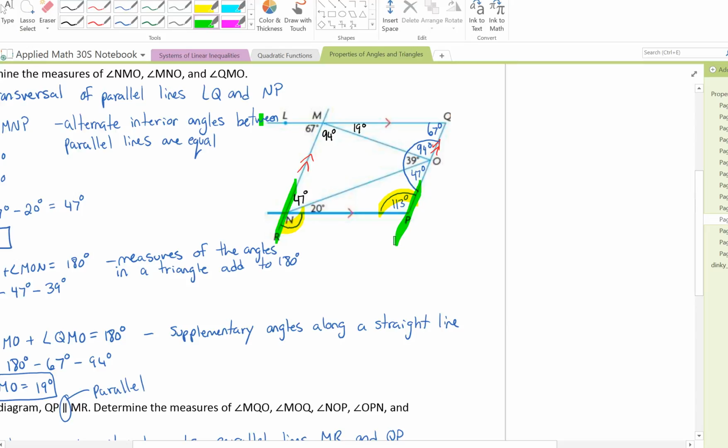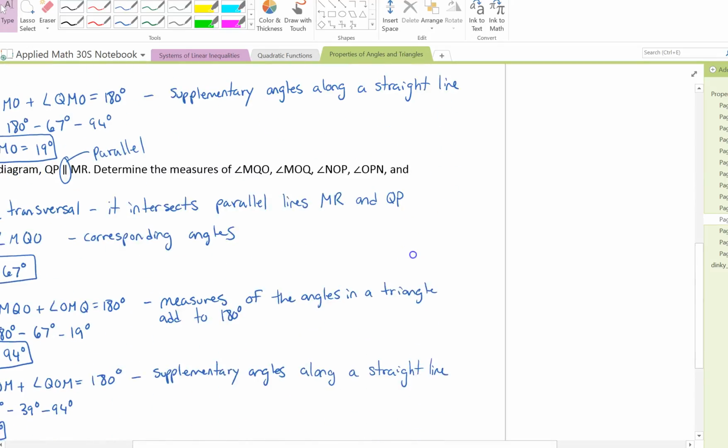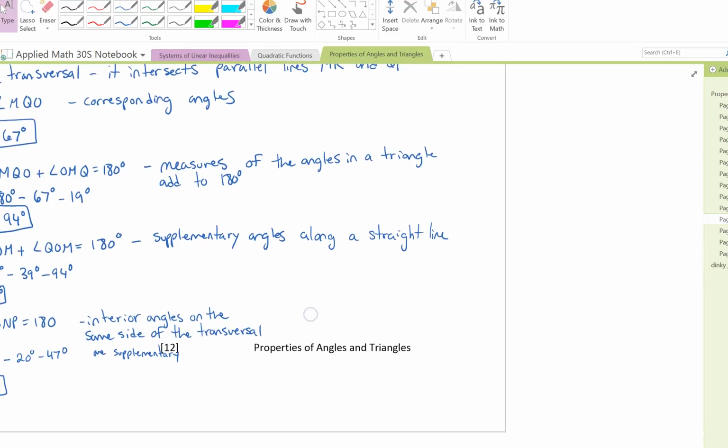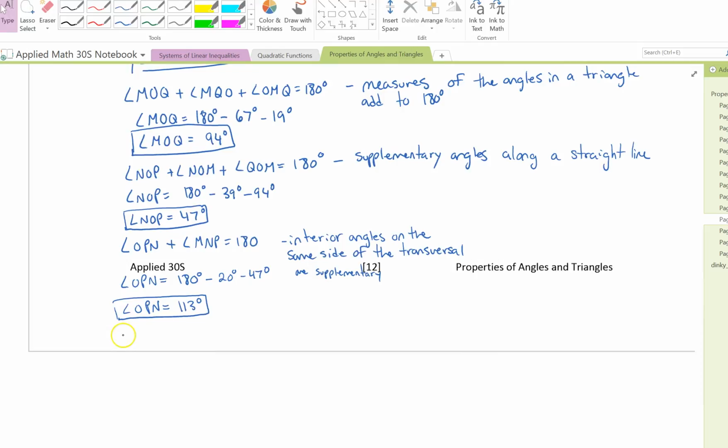You might want to rotate your page sometimes, and it'll make it easier to see what you're looking for. So down here, running out of room, angle RNP is also equal to 113 degrees. And that's because they're alternate interior angles.